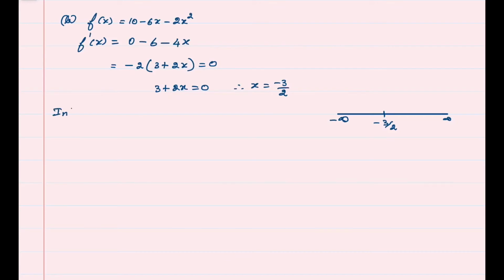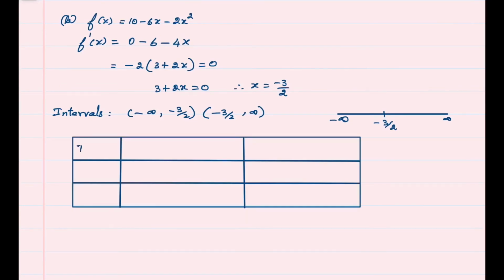Now let us write the subintervals. Minus infinity to minus 3 by 2 and minus 3 by 2 to infinity. We will write the open intervals because the question is asking for strictly increasing or strictly decreasing. We won't include the critical values in such cases. Let us draw the table. In the first column we will write the intervals minus infinity to minus 3 by 2 and minus 3 by 2 to infinity. We will check the sign of f dash and we will decide the nature of f.